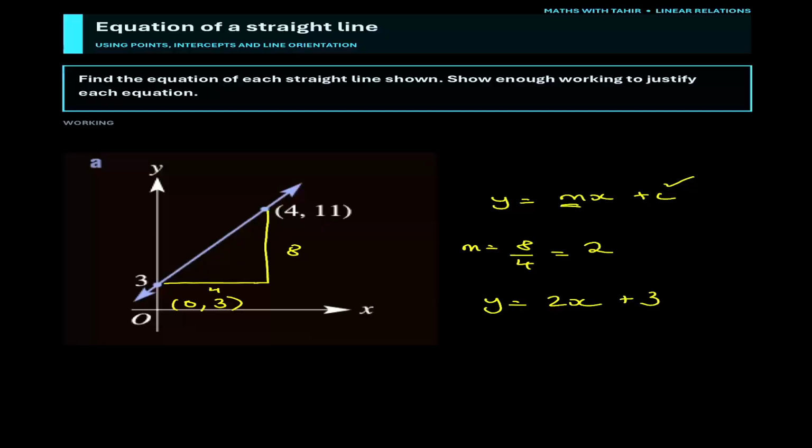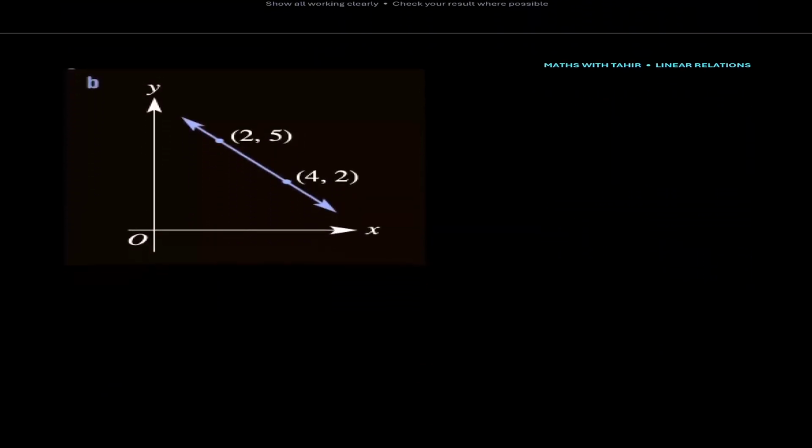Beautiful, that was nice. So that's all you have to do for that, to work out that equation. What about this? Okay, we've got 2, 5, and 4, 2. So same thing. Let's draw my triangle. Okay, so what has it gone across by? Well, it was at 2 and it's gone to 4, so it's gone across by 2. This time it's gone down, so it's not gone up, the gradient is negative. It's gone from 5 to 2, so that means it's gone down by 3.